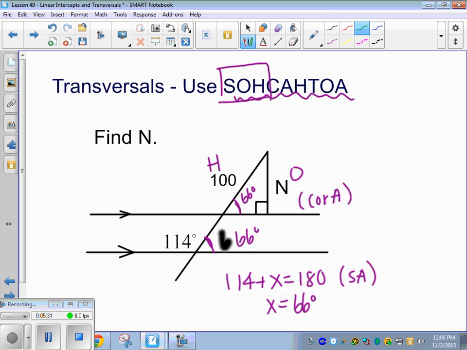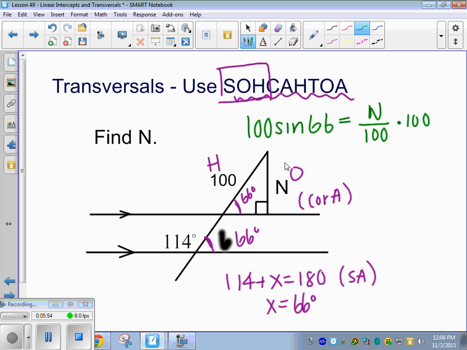So my equation is going to be sine, our angle always comes right after sine, equals opposite over hypotenuse. My opposite is n, what we're solving for. My hypotenuse is 100. And this is one of the easy ones. I can just multiply both sides by 100 to solve for n. And someone plug that in for me. N equals 100 sine 66.